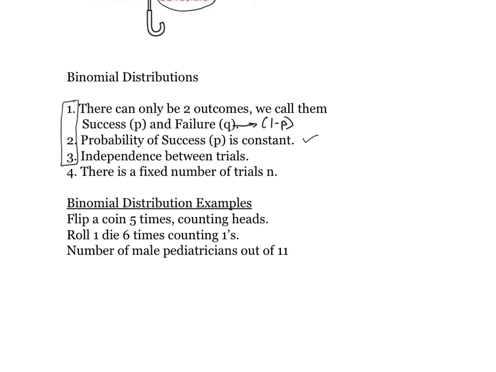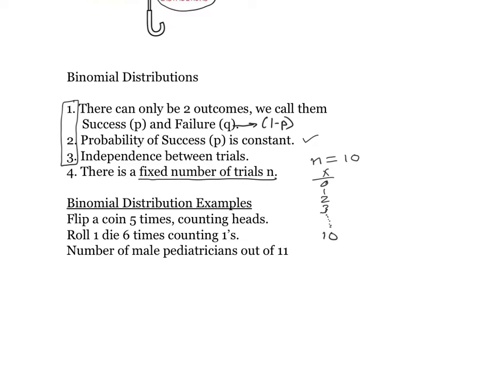There is a fixed number of trials, n. So we are no longer looking for the first success. What we'll say is, hey, we're going to do 10 trials and wonder how many successes we will get. So we could end up with 0, 1, 2, 3, all the way up to 10 successes. So that's much different than geometric. If you recall from geometric, we were only looking for the first success to occur. So this is a little bit more complicated.